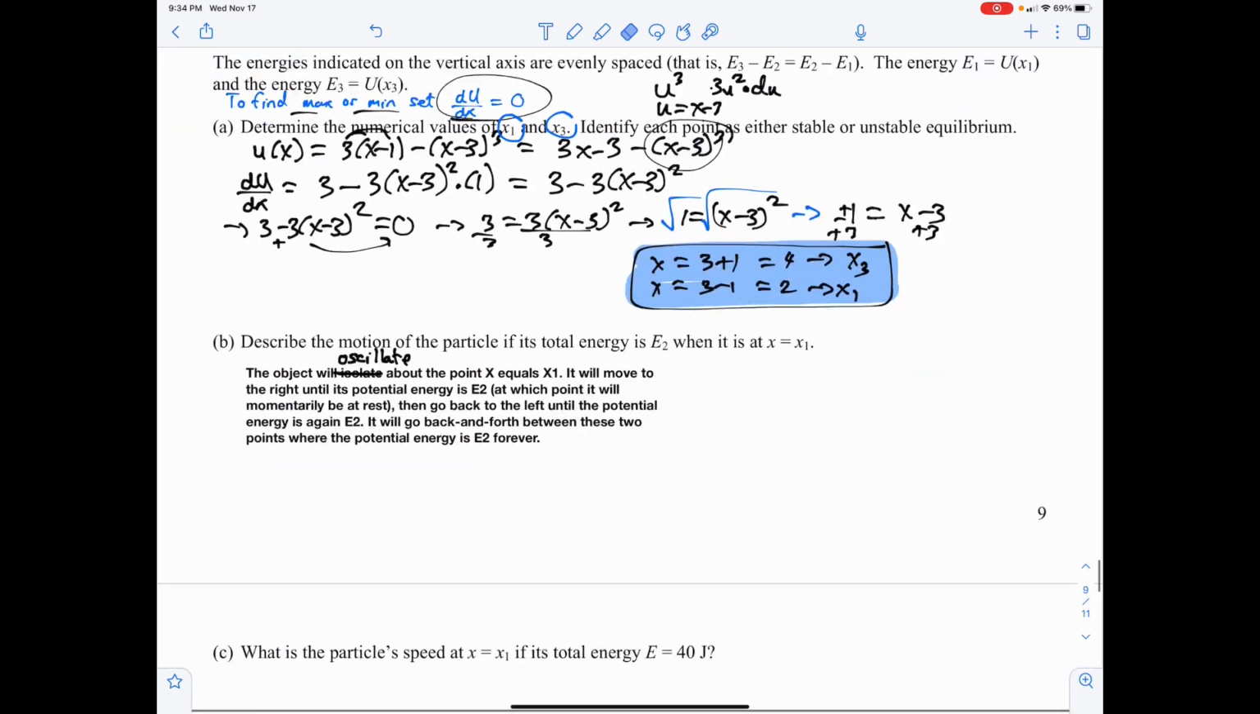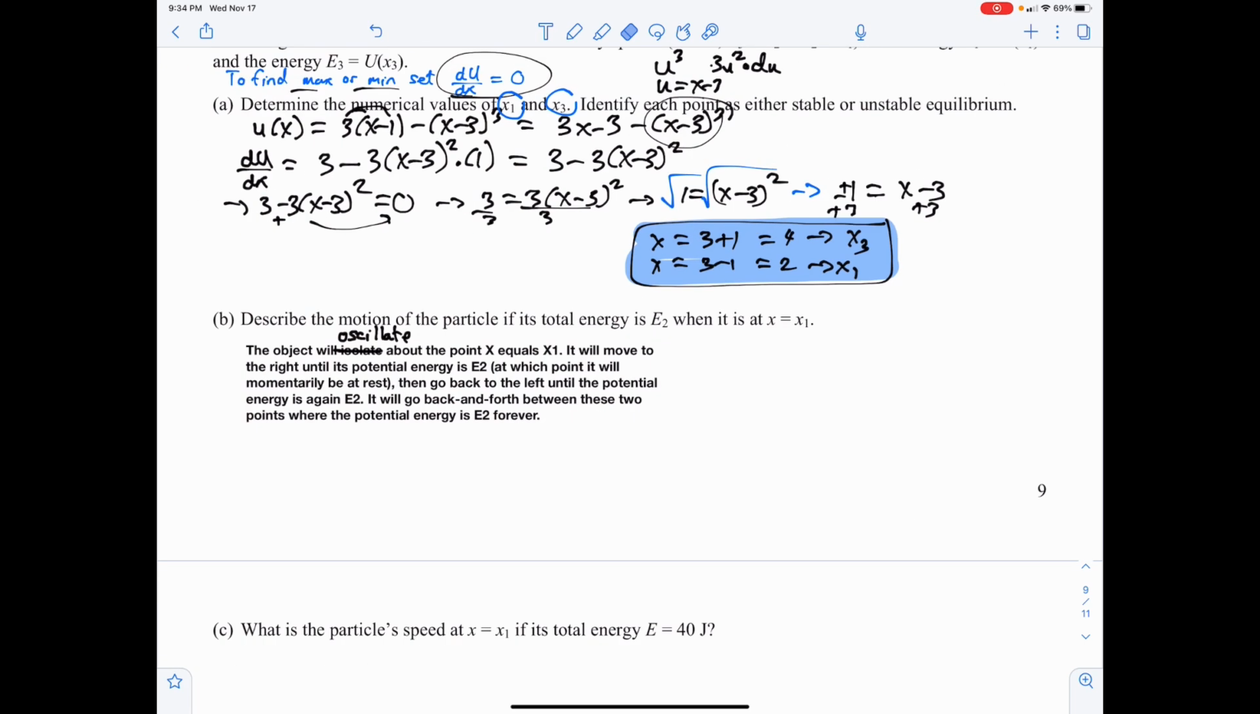It will move to the right until its potential energy is E2, which is the point at which it momentarily comes to rest. It will go back to the left until its potential energy is E2 again. It'll go back and forth to these points forever, assuming no loss of mechanical energy.